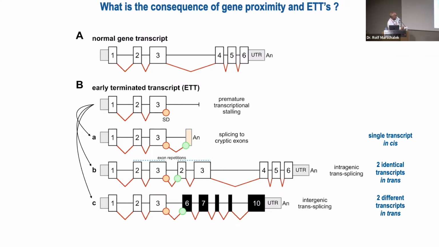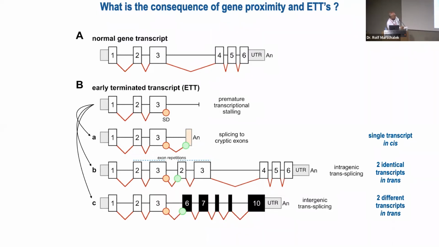What may happen are three different scenarios. One scenario is that in the transcribed intronic sequence, you find an artificial splice acceptor site. We call this cryptic splicing. Or you take a second transcript from the same gene and splice into this same gene, a so-called cis or trans-splice event. So you get exon repetitions, for example a transcript which has exon 1, 2, 3, 2, 3, 4, 5, 6.